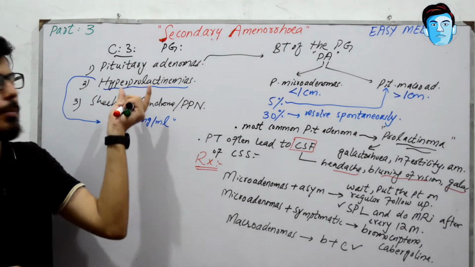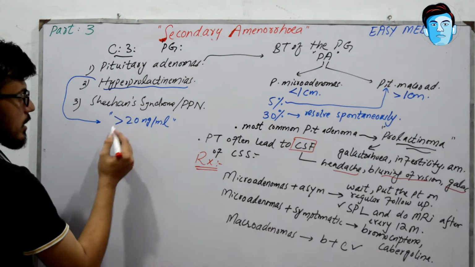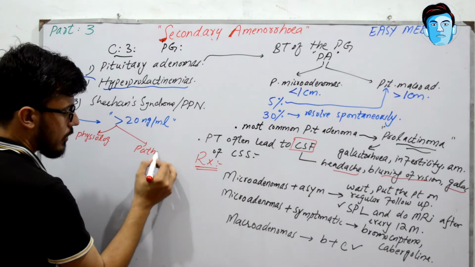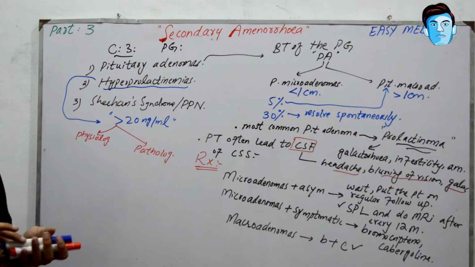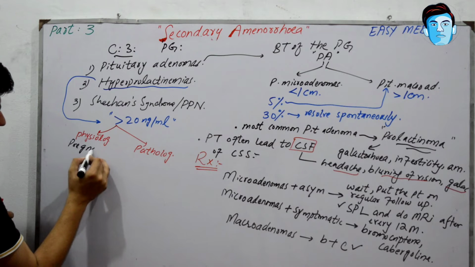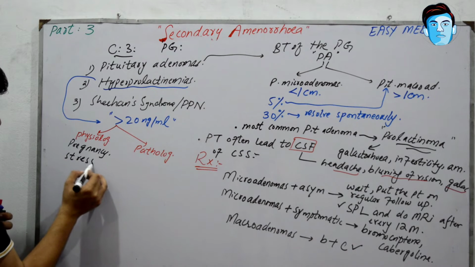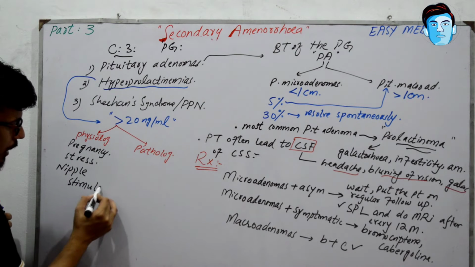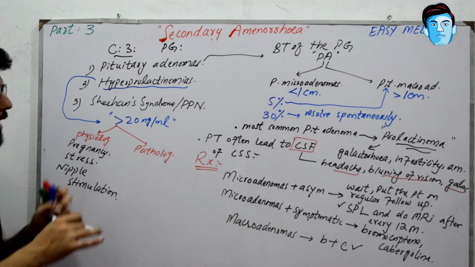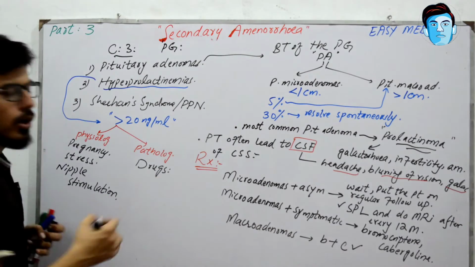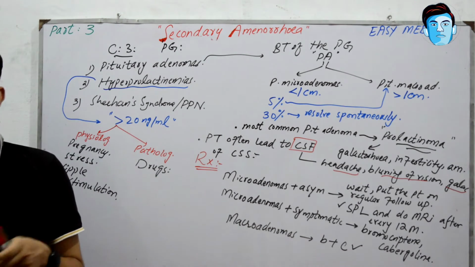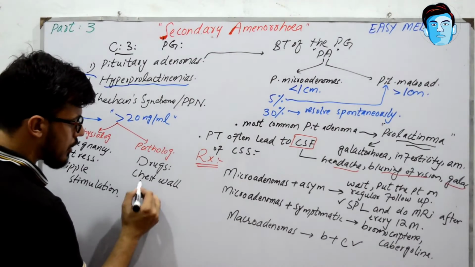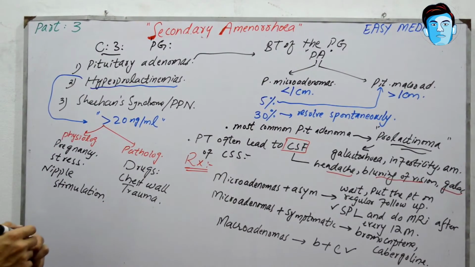There are several causes of hyperprolactinemia: certain physiological causes and certain pathological causes. What are the physiological causes? They consist of pregnancy, stress and nipple stimulation. While the pathological causes include certain drugs, mostly the antipsychotic drugs and also the tricyclic antidepressants. Also, if there is any chest wall trauma to the patient, it can also lead to hyperprolactinemia.